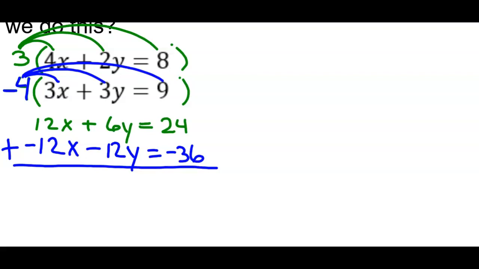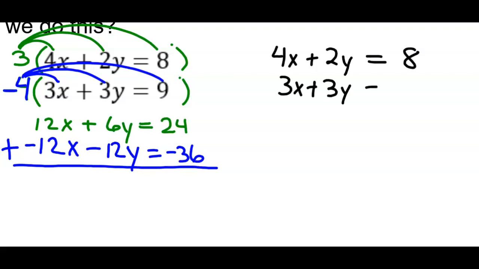What if we wanted to get rid of our y's? So we have 4x plus 2y equals 8, and 3x plus 3y equals 9. If we wanted to get rid of our y's, what am I going to multiply? What number has to be in front of this? What number has to be in front of this? So what number do 2 and 3 have in common?